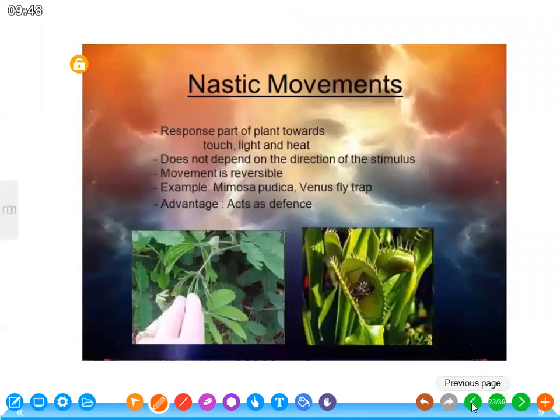Then nastic movements. Nastic movements are responses of a part of a plant towards touch, light and heat. They do not depend on the direction of the stimulus. The movement is reversible. An example is Mimosa pudica. The advantage is that it acts as a defense.